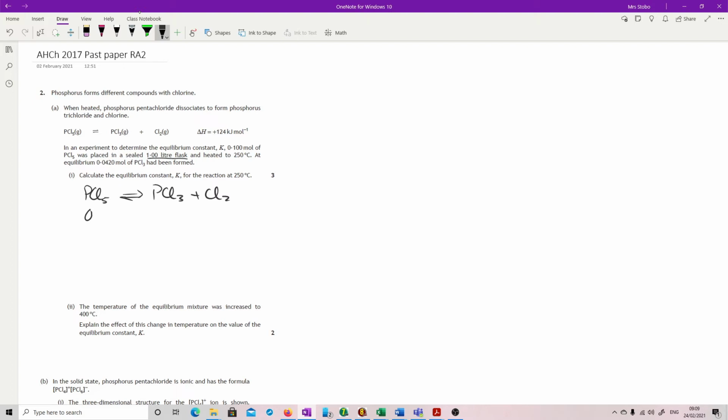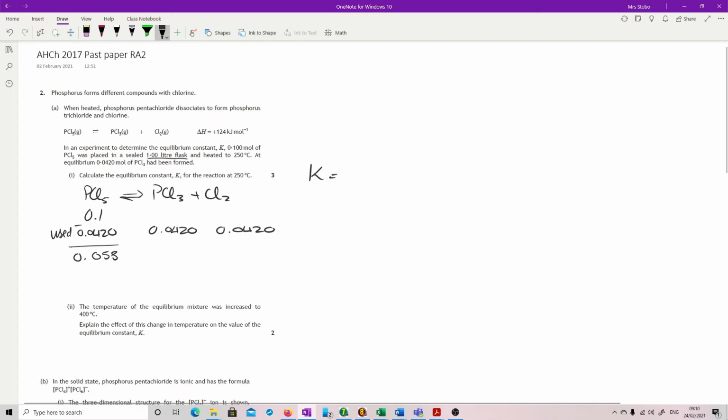You're told that you put in 0.1, and you're told that you got out 0.0420. Now, this is a 1-to-1, so that means I must have had 0.0420 of this. What I also must have done is used 0.0420 from here, because this is a 1-to-1-to-1. So if I used up this amount, then I can tell, just taking this away, how much of this I actually have left, 0.058.